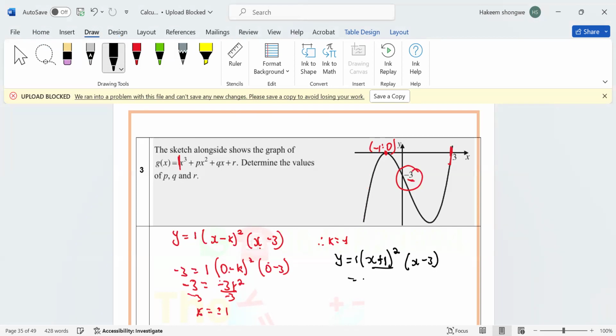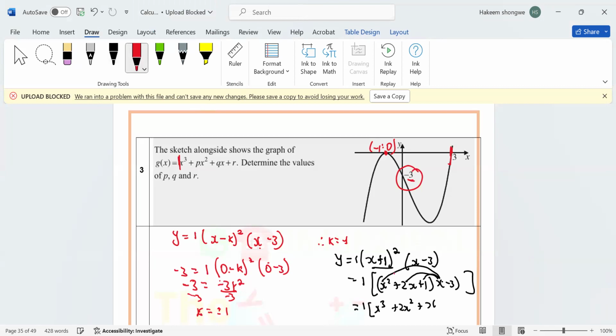First, work with this bracket. If you expand it, you're going to have 1, open bigger bracket, x squared plus 2x plus 1. This is going to be multiplied by (x minus 3). Close bracket, close bigger bracket. This one multiplied by this one, and then we're going to have 1, open bracket, x cubed plus 2x squared plus x.